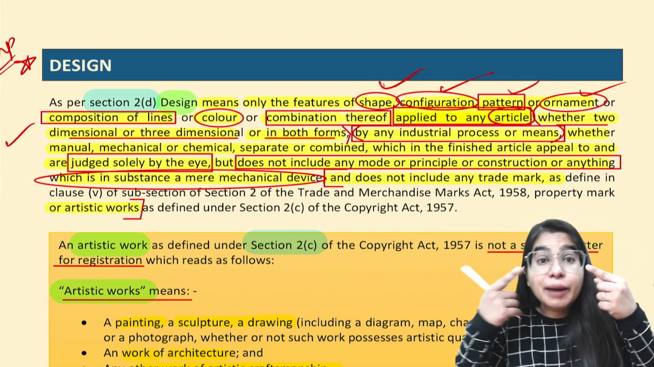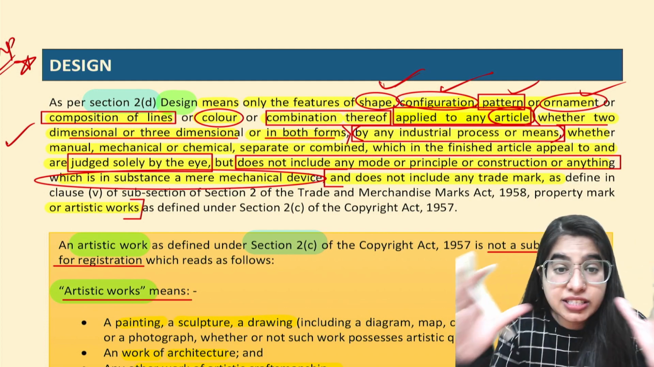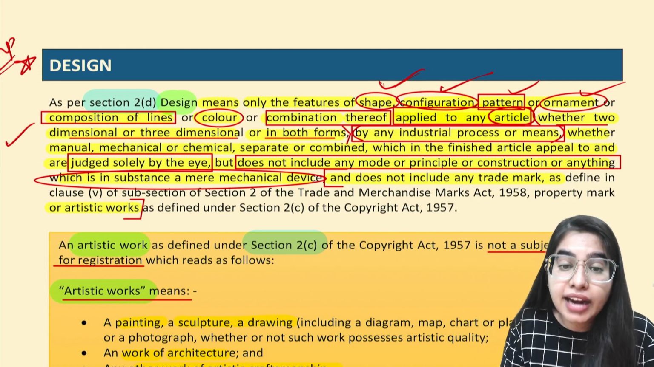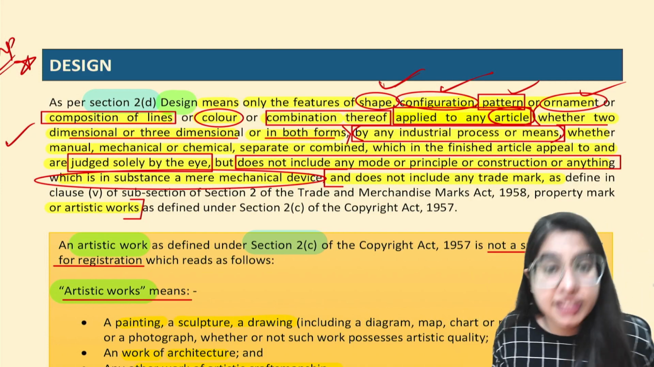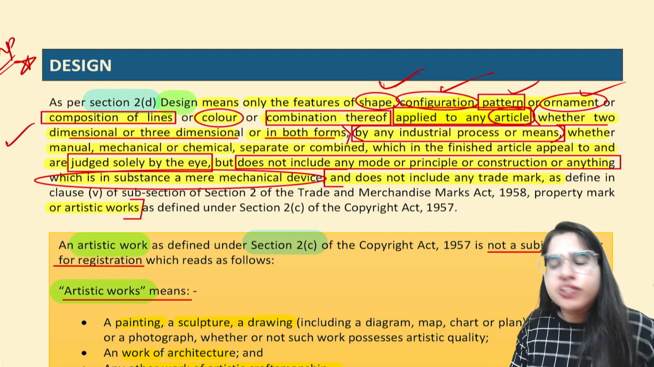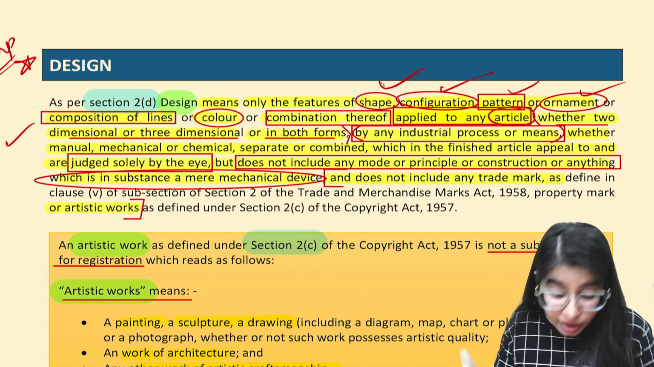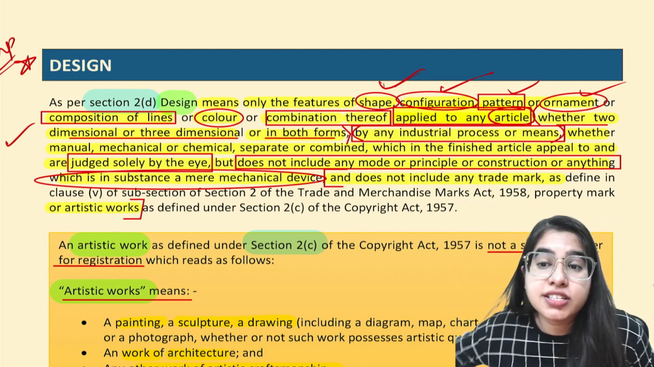I told you, appealing to your eye means it should look beautiful, it should have some aesthetic effect. By watching that particular design, you should be like, this is a unique design, this is a different design. It is not a common design which is appealing to your eyes. This is mentioned in the definition of design given under the design law.